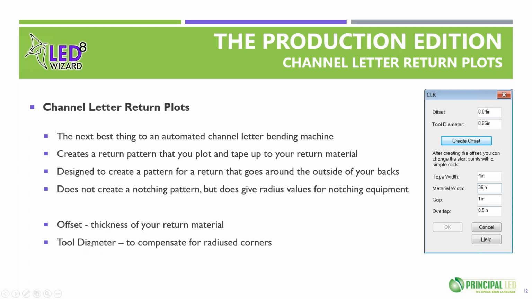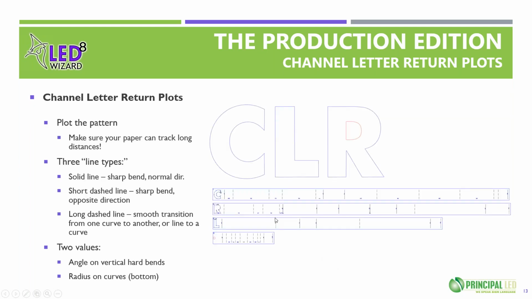And we also ask for your tool diameter because a router bit is going to radius an inside corner, right? So we want to make sure that our pattern has that same little radius. So we ask for your tool diameter. If you're using a laser, for example, then you would say 0, right? There's no offset with the laser, so that wouldn't be an issue. So that's kind of the first step, is to identify those two settings.